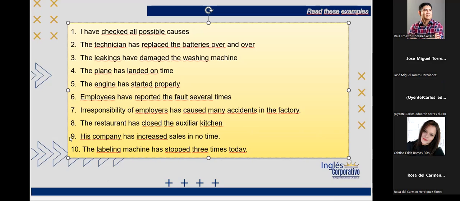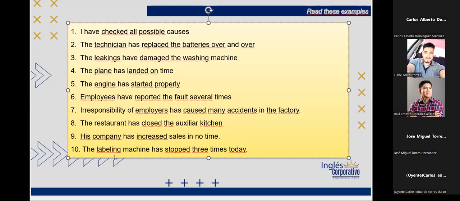His company has increased sales in no time. The leveling machine has stopped 3 times today. Okay, aquí tenemos letra P, suena como T aquí, entonces sería stopped. Okay? Stopped. Excellent, yes, that's correct.